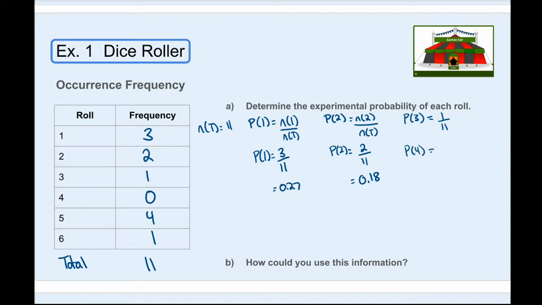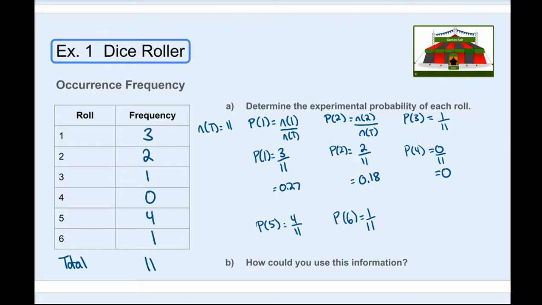Probability of getting a 4 would be 0 out of 11, or just 0. Probability of rolling a 5 would be 4 out of 11. The probability of rolling a 6 equals 1 out of 11. So what could we do with this information?